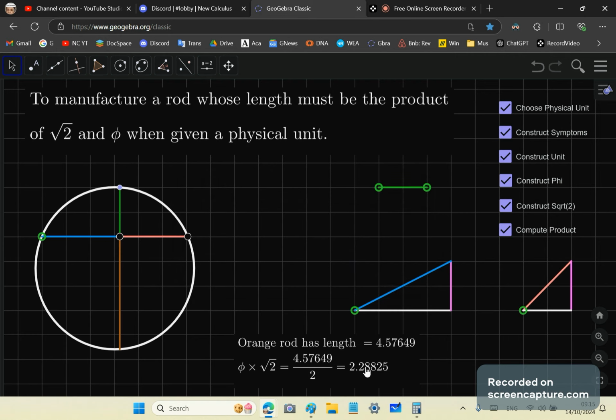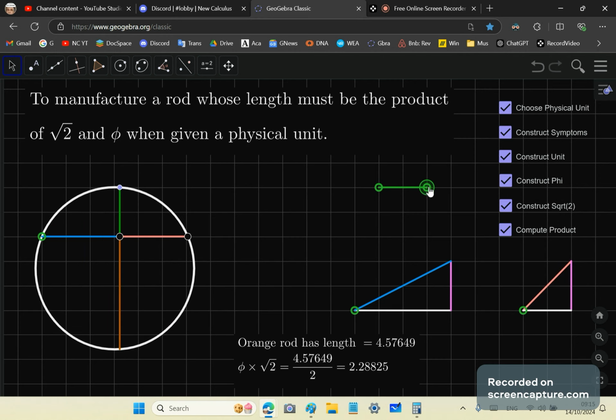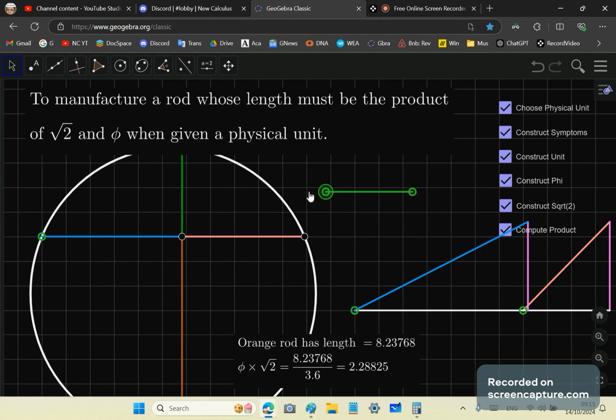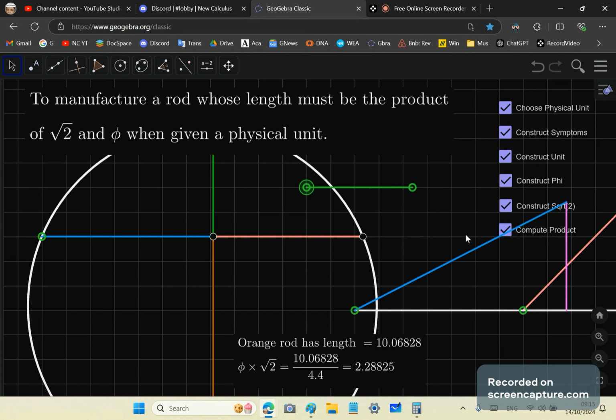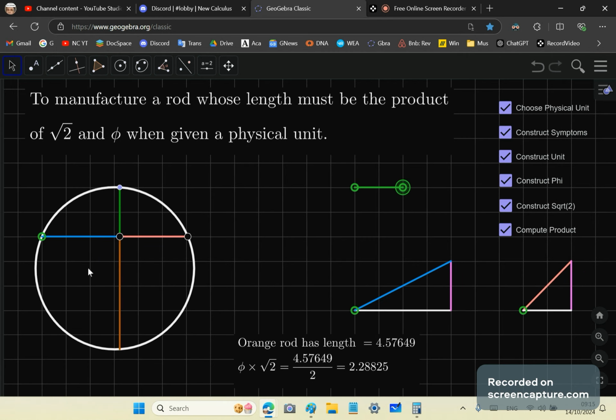By the way, the length of this line is not 2.288. It's actually 4.57649. It's only 2.8825 if the unit that we chose is 1. But there is no ideal unit 1. This is also a unit, and that's also a unit. In any of these cases, if we're given this unit, then the length of the rod is 4.57649 based on this little green line as the unit.